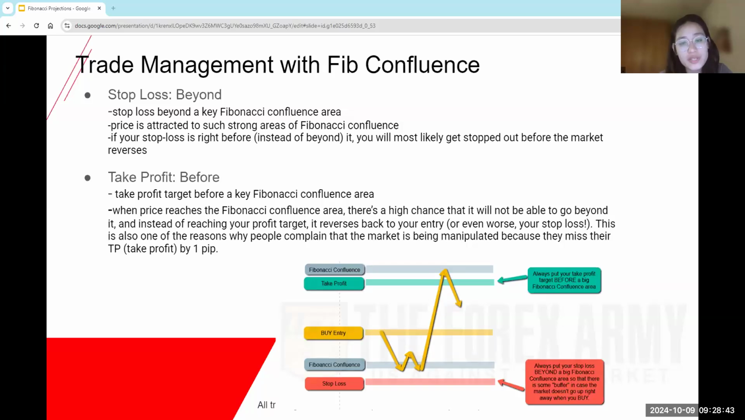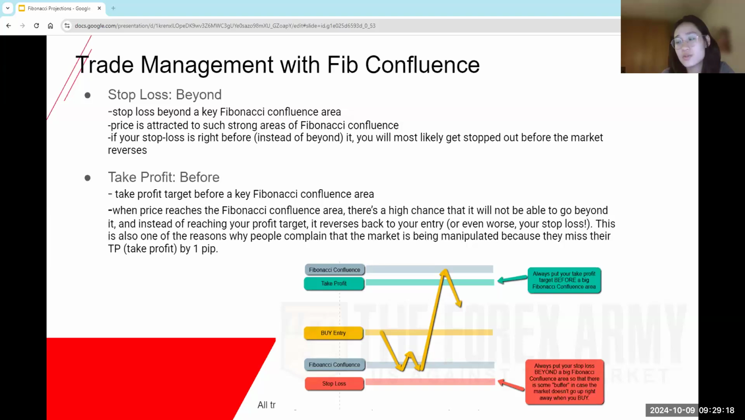Okay, next is take profit. We will normally advise you to place your take profit before a key Fibonacci confluence area. The reason for this is because when price reaches the confluence area, there's a high chance it won't be able to go beyond it. So instead of reaching your profit target, it reverses back to your entry or even worse, your stop loss. And that's one of the reasons why people might complain that the market is being manipulated, because they miss their take profit by one pip.